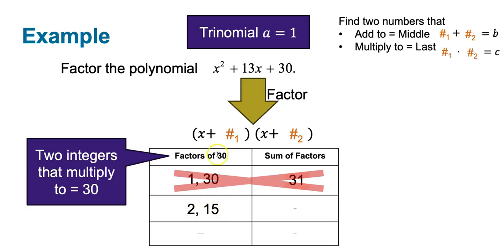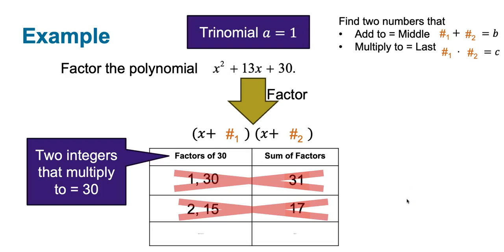Because 2 times 15 equals 30, we know that 2 and 15 satisfy the last condition. But do they satisfy the first condition, that they add up to the middle, which is 13? Well, let's check. 2 plus 15 equals 17. This is not the middle, which is 13. Therefore, 2 and 15 are not the numbers we're looking for. We proceed like this, looking for factors, until we find a pair that adds to 13.